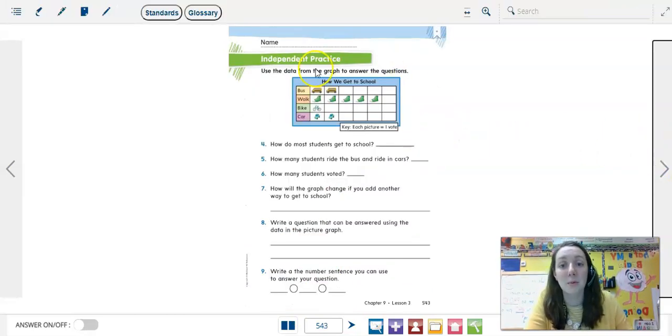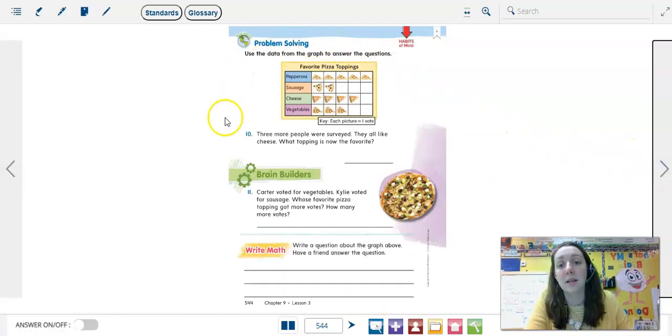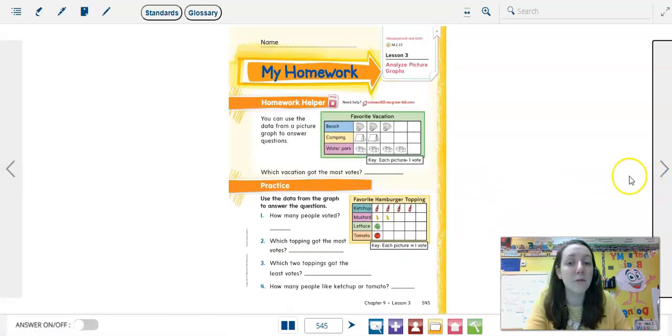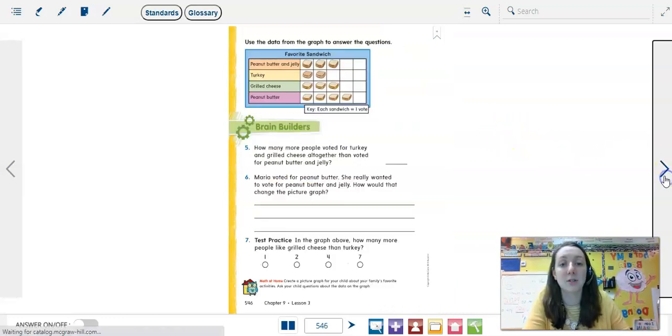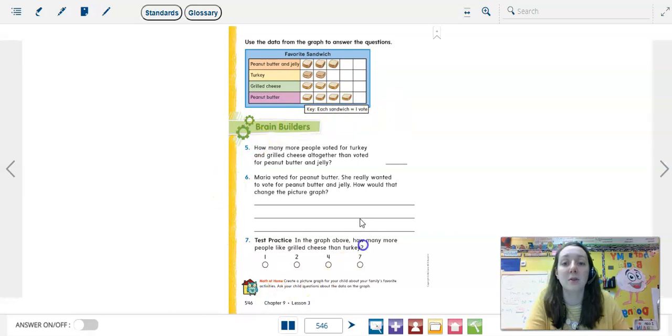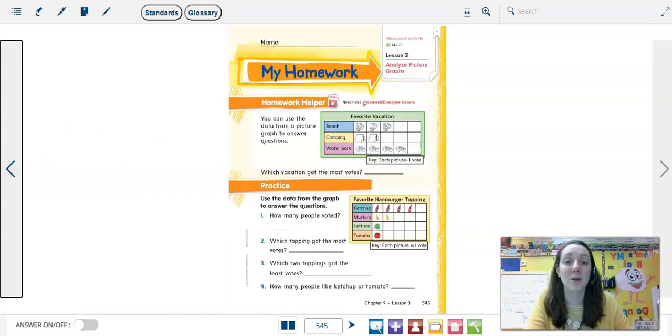Okay, so on your independent practice page, you're going to answer all these questions about that graph. Same with your problem solving and brain building. And for homework, you're going to do the exact same thing. You're just going to be reading these picture graphs, telling me what information that is showing me, making sure you're paying attention to the key, and then doing some brain builders as well using the graphs. All the information is given to you, pretty simple. So just make sure you're paying attention to the key, how much each picture is worth, and then counting and looking to answer the question.